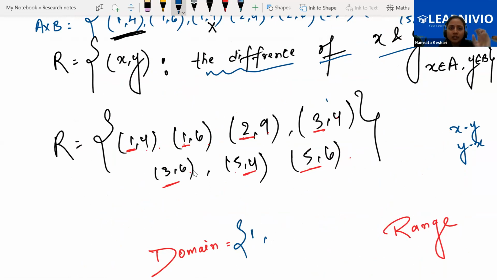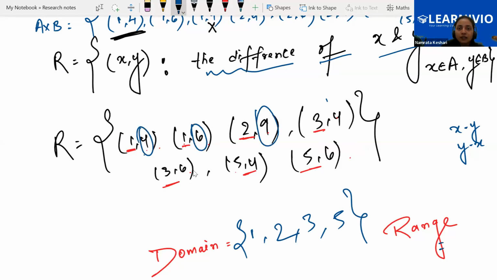So if I am saying that set of all second element, domain is 1, again 1, again 2. You know that when we are writing a set, we don't have to do the repetition. 1 is there, 2 is there, 3 is there, and then 5 is there. These are the domain. Range is all the output, all the second element. Second element is 4, 6, 9. Again 4 is there, again 6 is there, so basically 4, 6, 9. These are the range. All the first element is the domain, all the second element is the range.